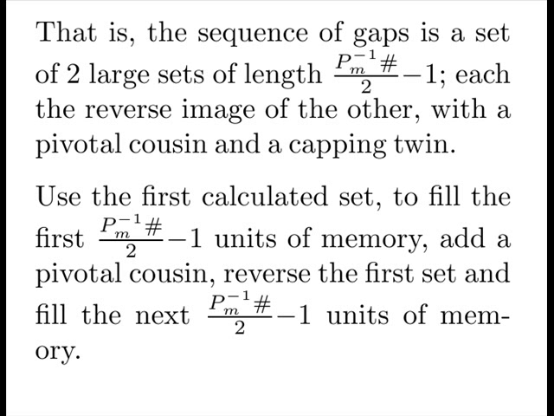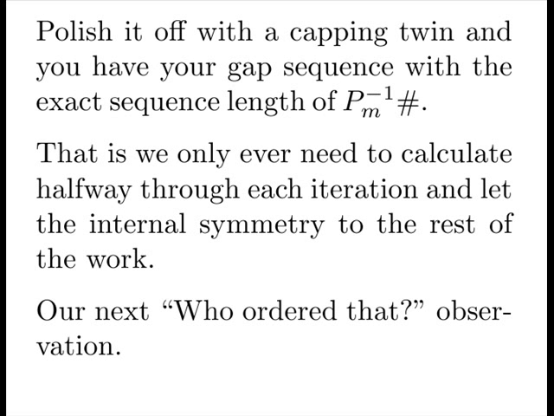Use the first calculated set to fill the first units of memory, add a pivotal cousin, reverse the set, and fill in the next units of memory. Polish it off with your capping twin, and you have your gap sequence with exactly the right expected length. That is, we only ever need to calculate halfway through each iteration of the model and let the internal symmetry do the rest of the work. Amazing! Who ordered that?